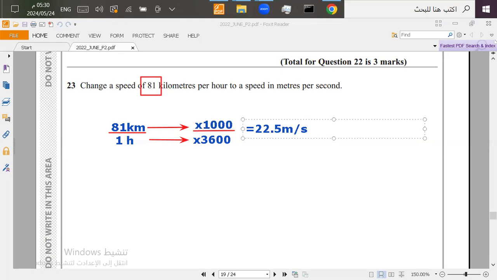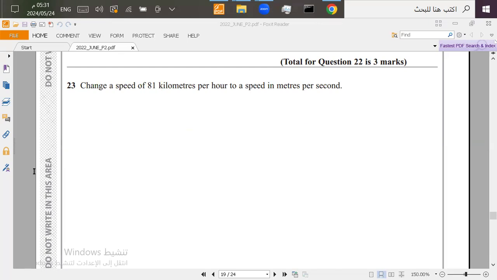So focus on the steps of turning speed from one unit to another, because you are turning the kilometers into meters and then turning the hours into seconds. And this is how you answer a question like this. Now let's move on to the next one.